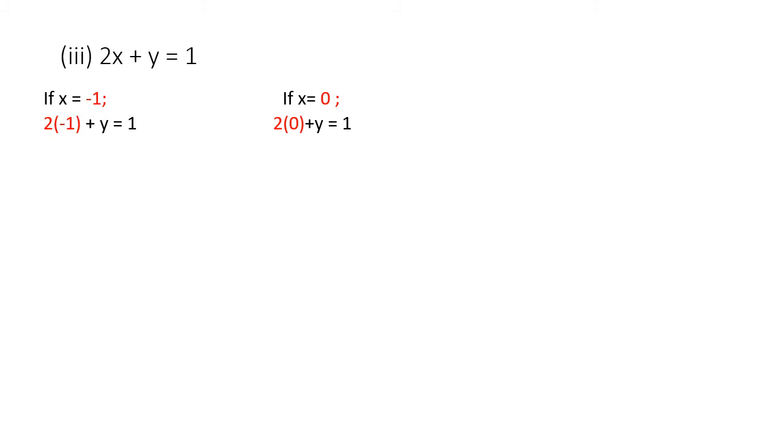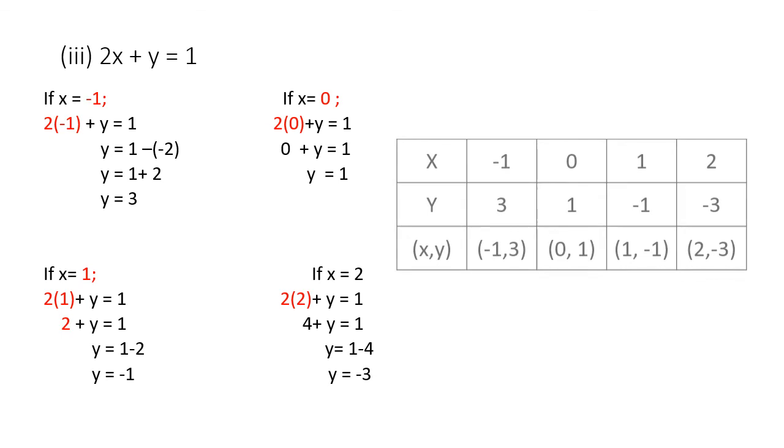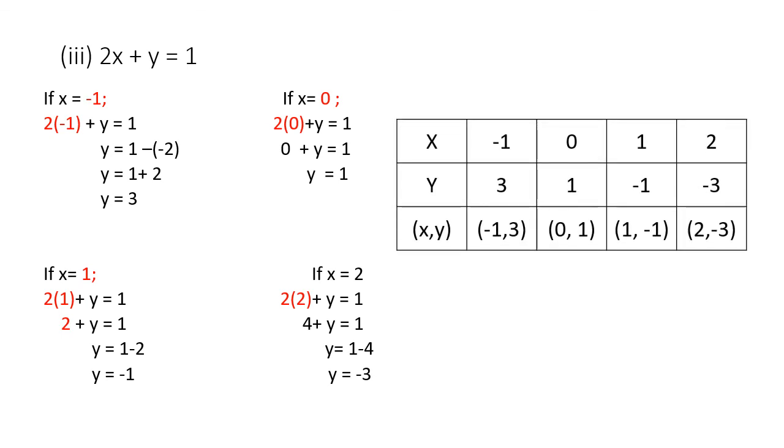So 2 into minus 1 plus y is equal to 1 and 2 into 0 plus y is equal to 1. So 2 into minus 1 will give me minus 2, which will go on the other side, and 2 into 0 will give me 0. Now y is equal to 1 plus 2 and y is equal to 1. So y is equal to 3. Similarly, I take the values of x again as 1 and 2 and I substitute here. So when I solve this equation, I get the values of y.